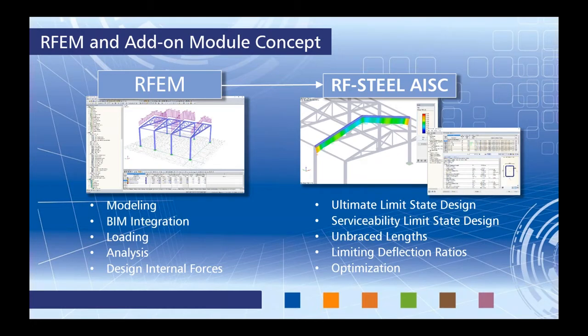Now, as far as design per the AISC, that requires our add-on module RF-STEEL AISC. This will provide us with the ultimate and serviceability limit state designs per the standard. We'll also be entering in some additional information that's relevant to the code only for design, such as unbraced lengths, limiting deflection ratios for serviceability design, as well as optimization of our cross sections.